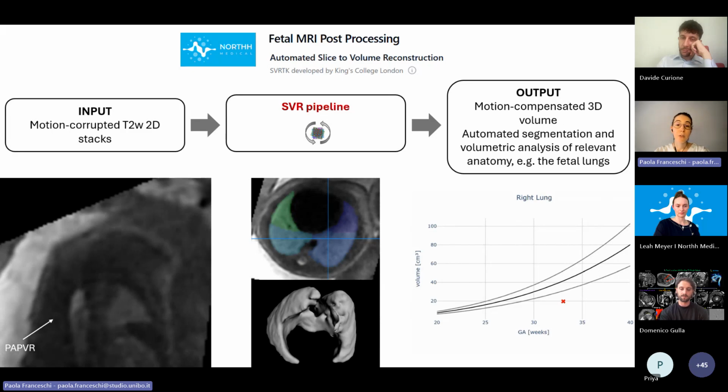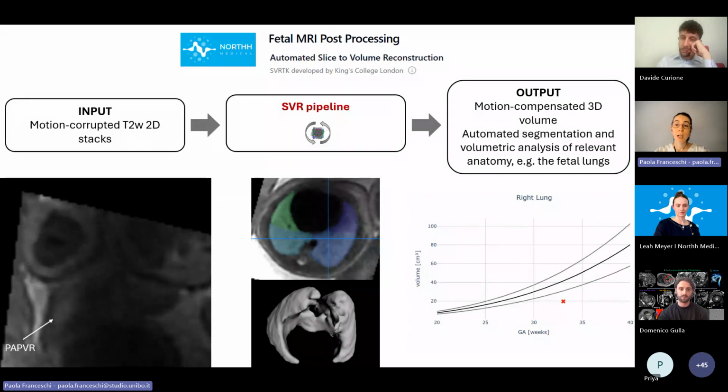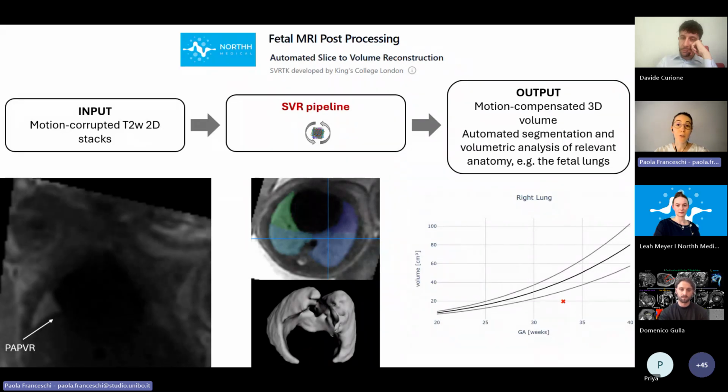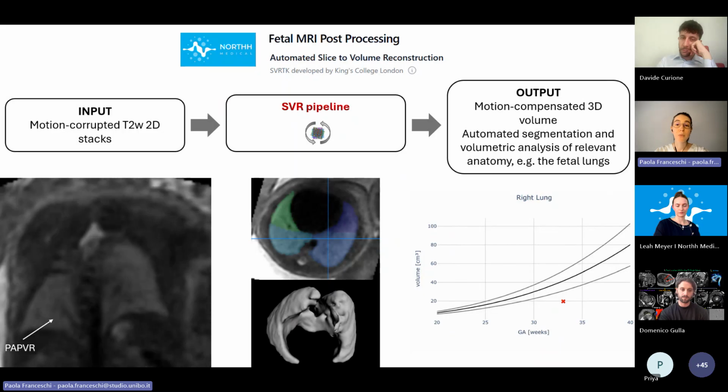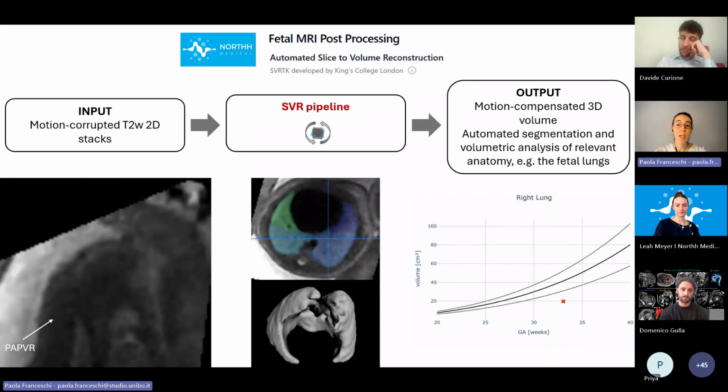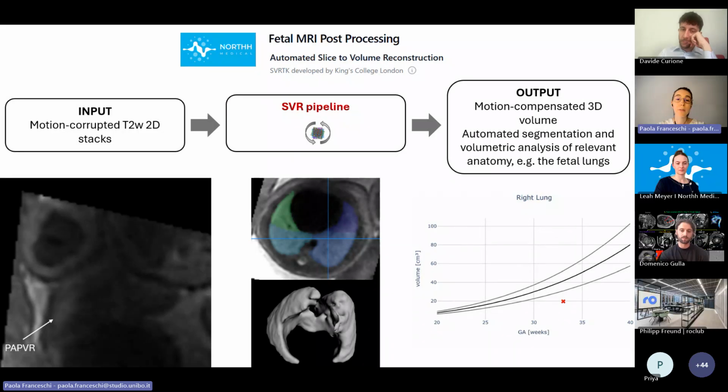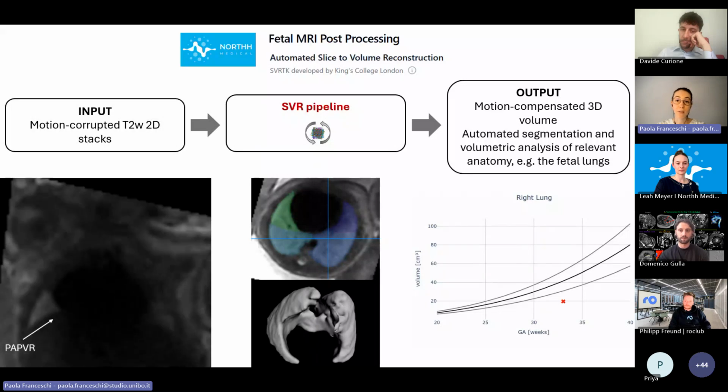The latest version also includes automated segmentation and allows us to measure fetal lung volumes. In this particular case, the reconstruction made the PAPVR much easier to appreciate, and it also allowed us to quantify the hypoplasia of the right lung.